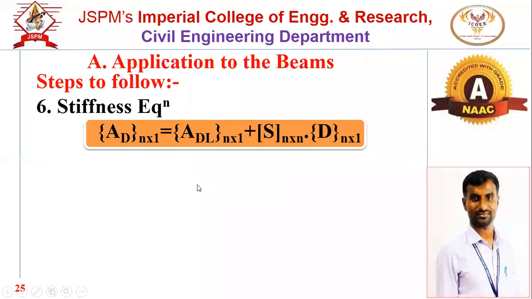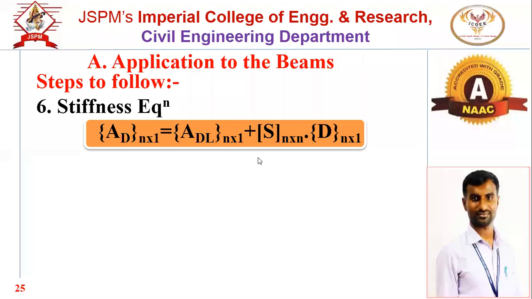Then we have to use the stiffness equation to find out the unknown deformation. So using this stiffness equation, we have to find out this unknown displacement matrix. So what are the elements there in this unknown displacement matrix? It may be theta b, theta c, and so on. That we have to find out.